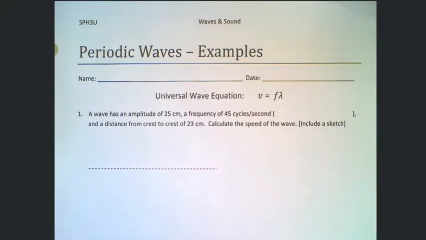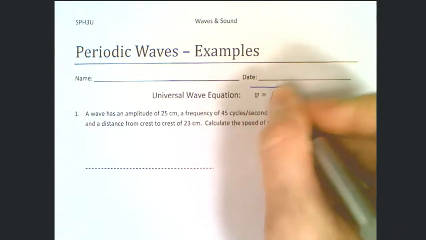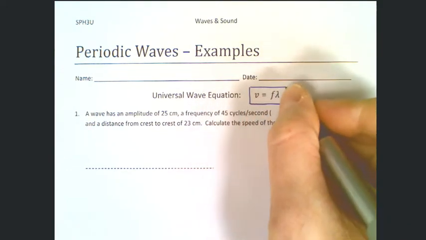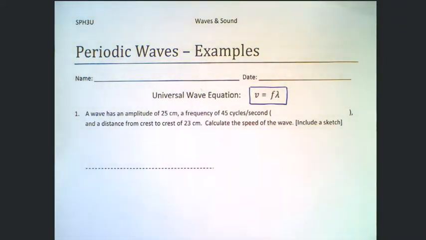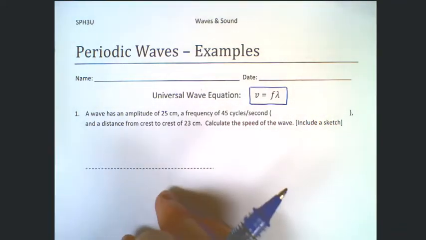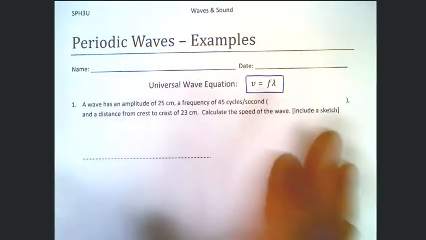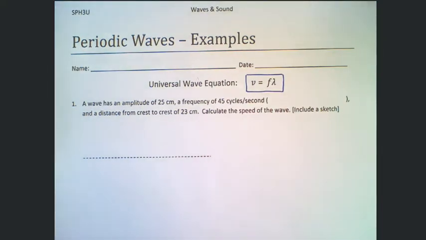Okay, now that we've learned the universal wave equation, v equals f lambda, from our previous activity where we derived the equation, we're going to be able to use this now to solve some basic problems involving waves. So those will be basic problems, but we'll include some sketches just to help out with the understanding as well.